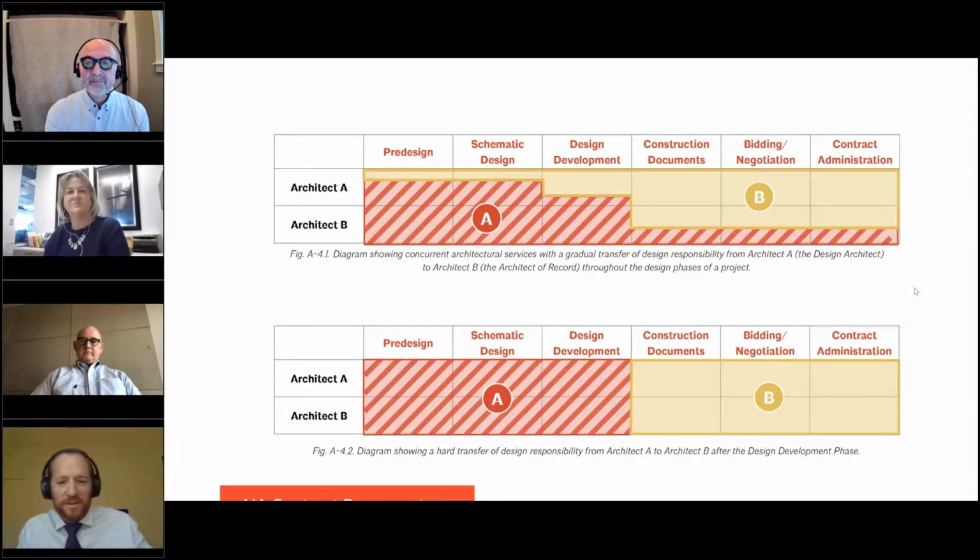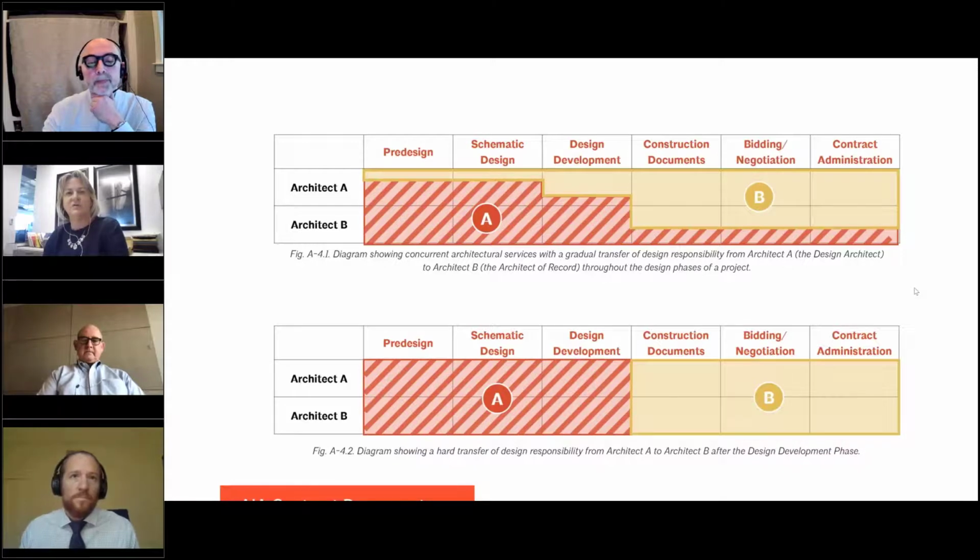Tara, I see you've got your hand raised. Yeah, I just wanted to further that discussion about the model you see at the bottom there, which is the consecutive. And we had a lot of debate as a task group about where you draw that line. Is it the end of design development? Is it the end of schematic design?